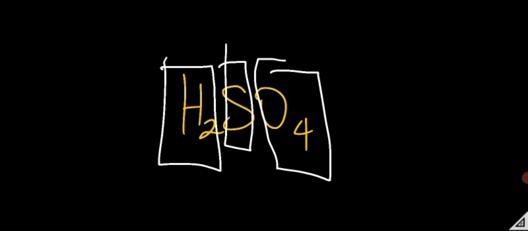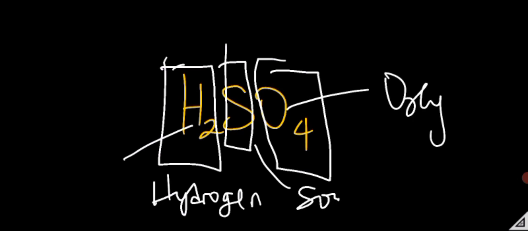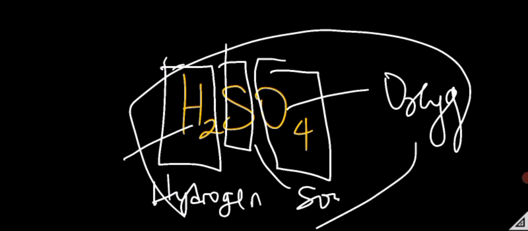Alright, so we discovered that this is hydrogen, right? Two hydrogen were bound together. Don't worry, we'll talk about this H2. It is under a topic called covalent bonding. We'll talk about that. Combined with sulfur, combined with what? Oxygen to form one compound.